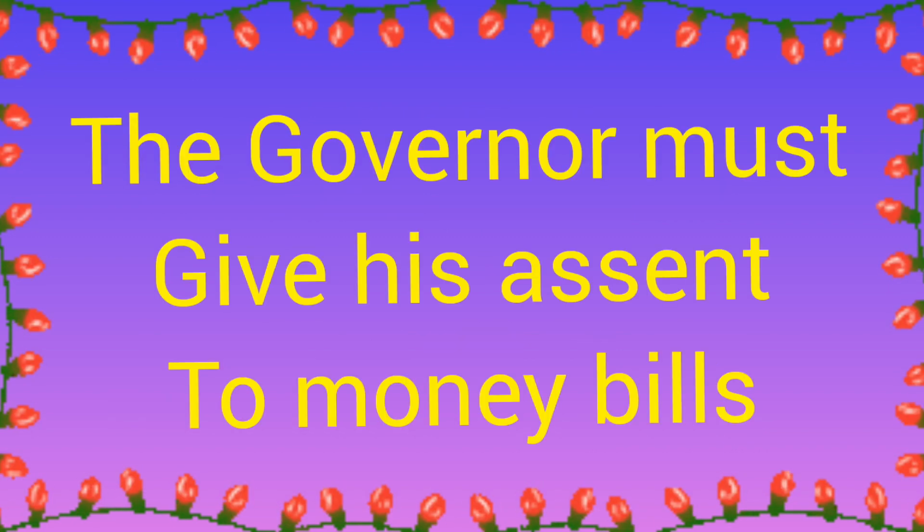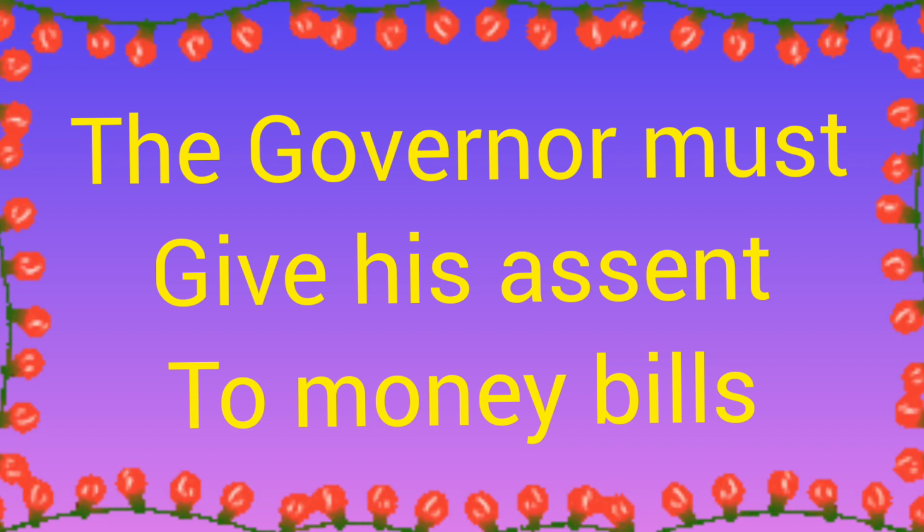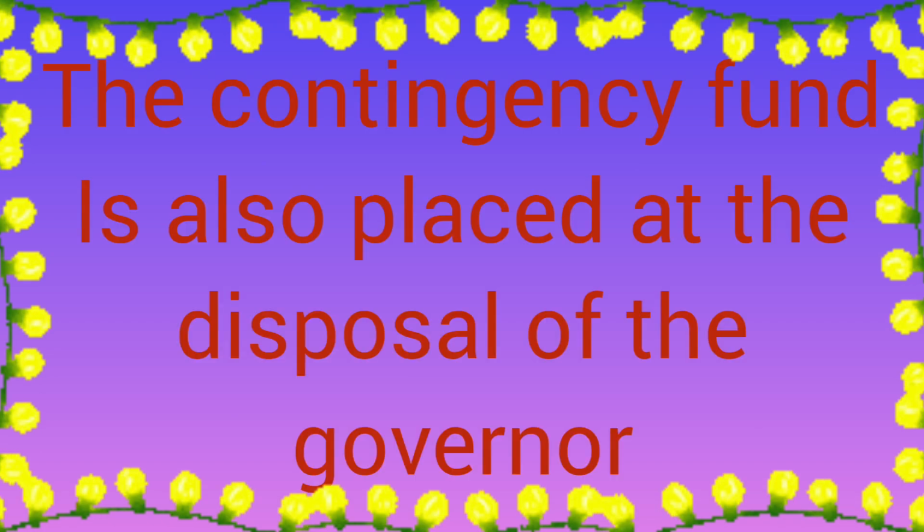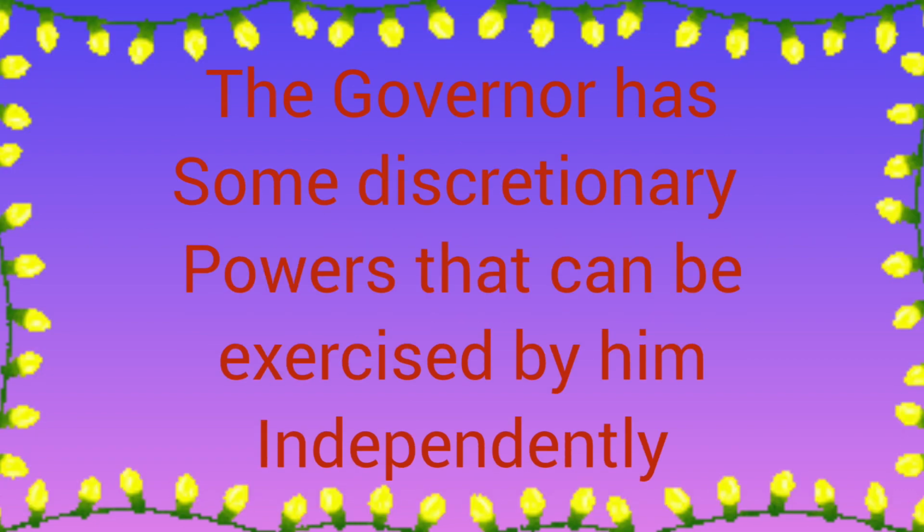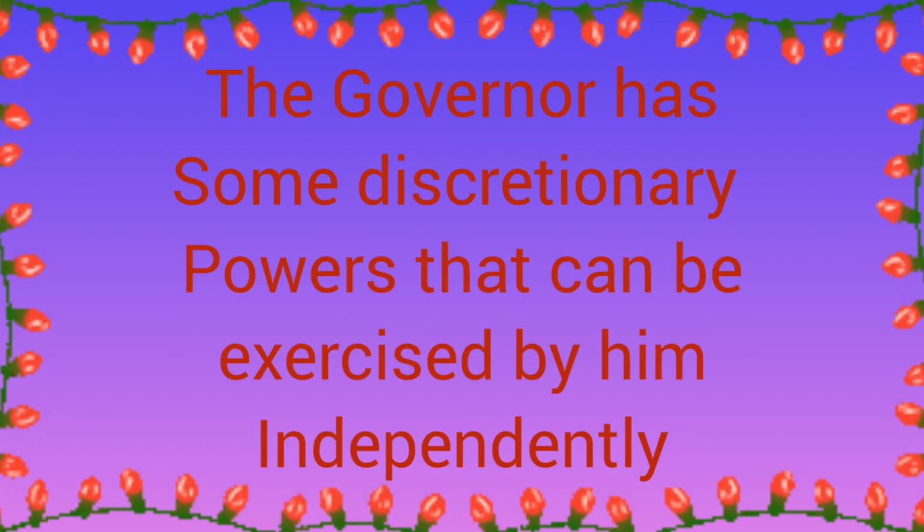The governor must give his assent to money bills. Assent means he must sign on the money bills. The contingency fund of the state is also placed before or at the disposal of the governor. The governor has some discretionary powers which can be exercised by him independently.